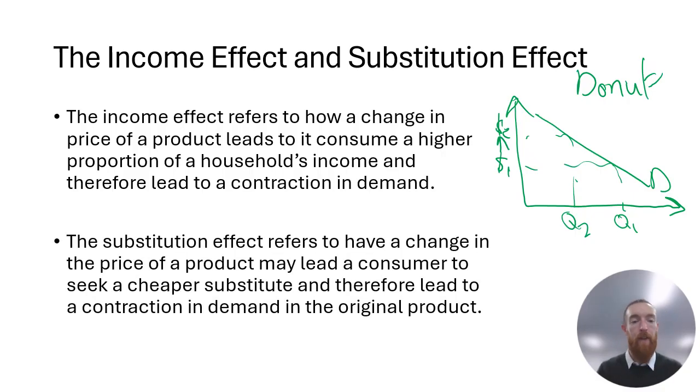Then we have the substitution effect, which refers to how when there's a change in the price of the product, it may lead a consumer to seek a cheaper substitute. So donuts have gone up in price. Due to the income effect, there's a contraction in demand. We now may demand more scrolls because scrolls are a substitute. So we're going to demand more scrolls based on that because of the substitution effect. So there's going to be a contraction in demand for donuts. And then because of the substitution effect, we are going to demand a different product that is a substitute for it.